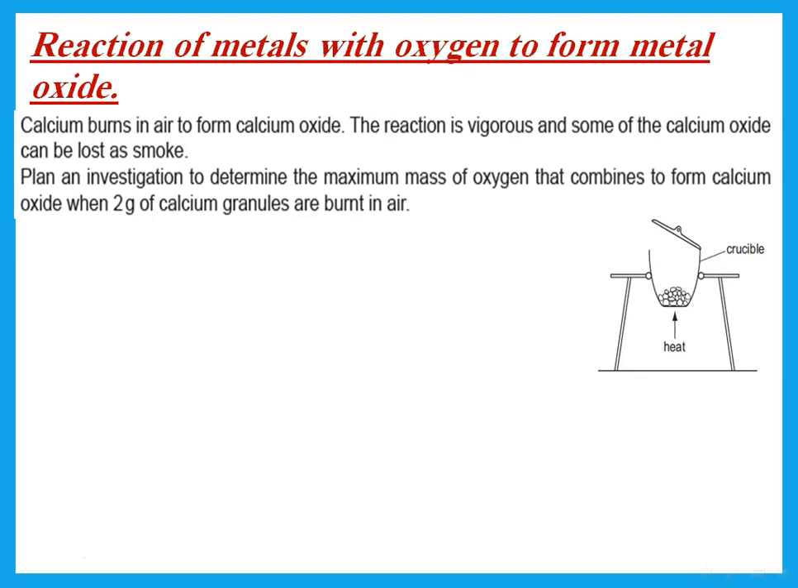This is an experiment. He's saying calcium burns in air to form calcium oxide. The reaction is vigorous and some of the calcium oxide can be lost as smoke. Plan an investigation to determine the maximum mass of oxygen that combines with calcium. So I'm trying to burn calcium in air and he's telling me how much oxygen it is using. How am I going to know how much oxygen it is going to use? Well, I'm going to burn it, weigh it at the beginning, burn it and weigh it at the end, and the difference between that will be the amount of oxygen.